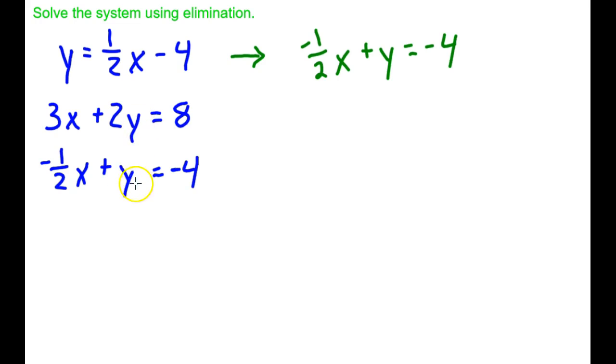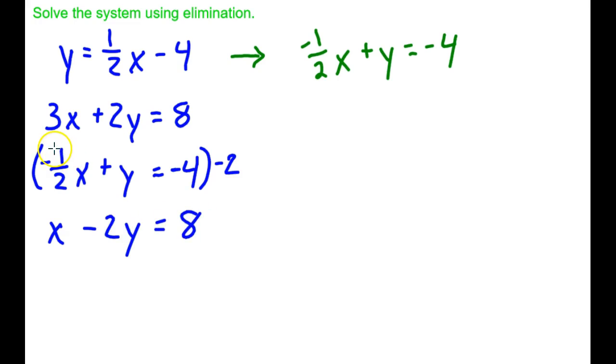I'm going to choose to eliminate the y variable in this case, just so I don't have to deal with that fraction. So if this is a positive 2y, in the second equation, if I want to eliminate that variable, I have to make it a negative 2y. So I'm going to multiply the whole equation by negative 2. So I go through and distribute. Negative 1/2 x times negative 2 is going to give me a positive x minus 2y equals 8.